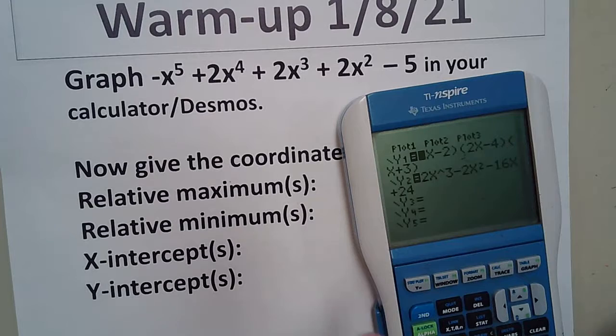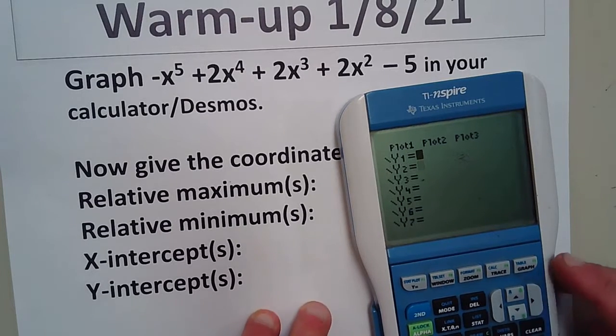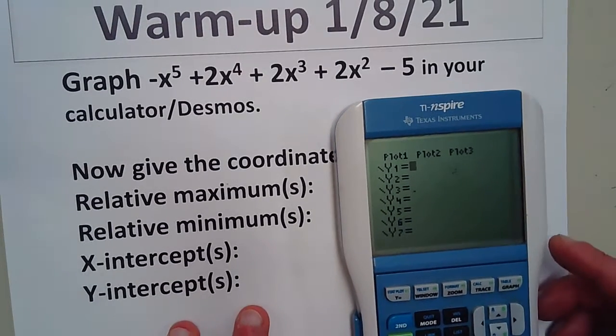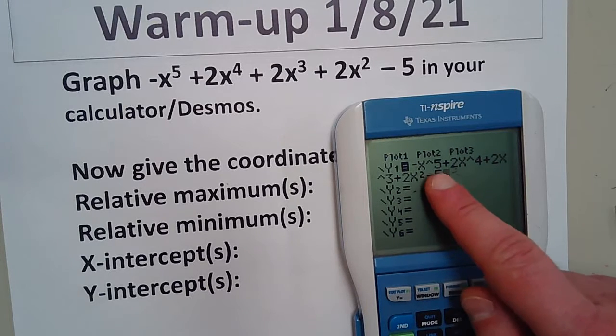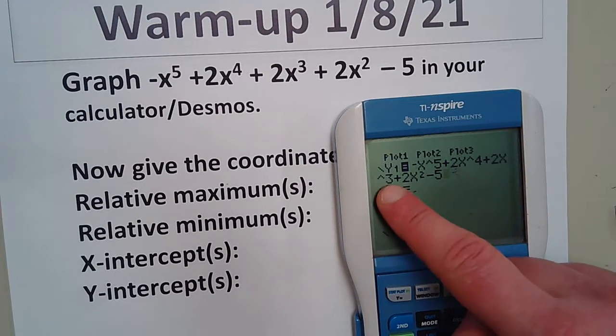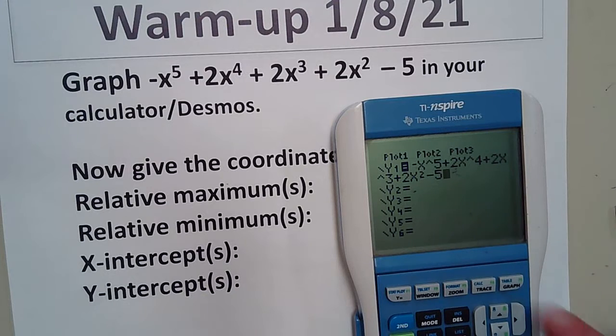So let's go ahead. I'm going to do it in the graphing calculator because, like I said, Desmos is pretty simple. You're just going to click on the spots and it's going to give you the coordinates. So we're going to type this guy in, and we're going to go from there. That's a lot of twos. Okay, negative x to the fifth, 2x to the fourth, 2x to the third, 2x squared, minus 5. Perfect. Okay, graph.